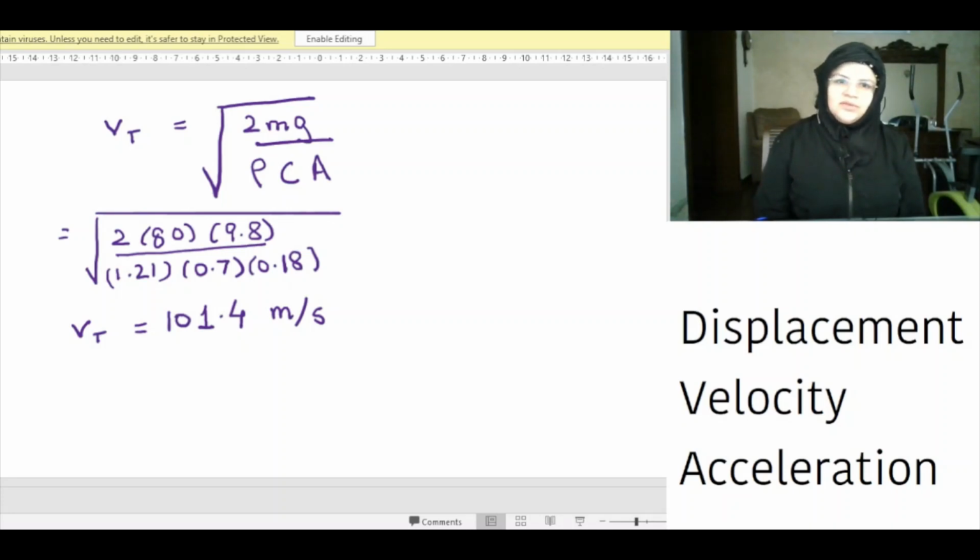m is the mass of the person and the parachute, that is 80 kg. g is the gravitational acceleration, that is 9.8 meters per second squared. Rho is the density of air, that is 1.21 kilograms per meter cubed. C is the drag coefficient, that is 0.7. A is the area before the parachute is open, 0.18 meters squared. We calculate that the terminal velocity is equal to 101.4 meters per second.